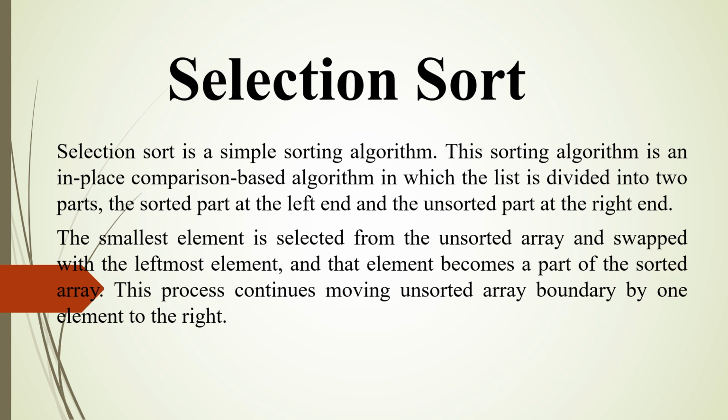If you are going to sort the list in ascending order, then the smallest element is selected from the unsorted array and swapped with the leftmost element, and that element becomes a part of the sorted array. If you are going to sort the list in descending order, then the greatest element is selected from the unsorted array and swapped with the leftmost element, and that element becomes a part of the sorted array. This process continues, moving the unsorted array boundary by one element to the right.